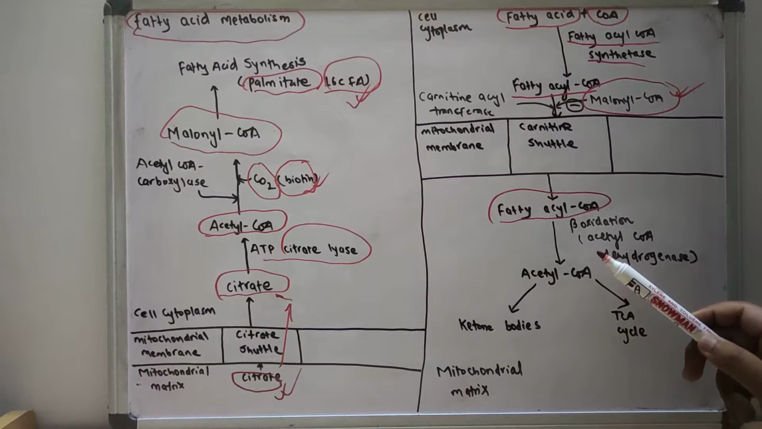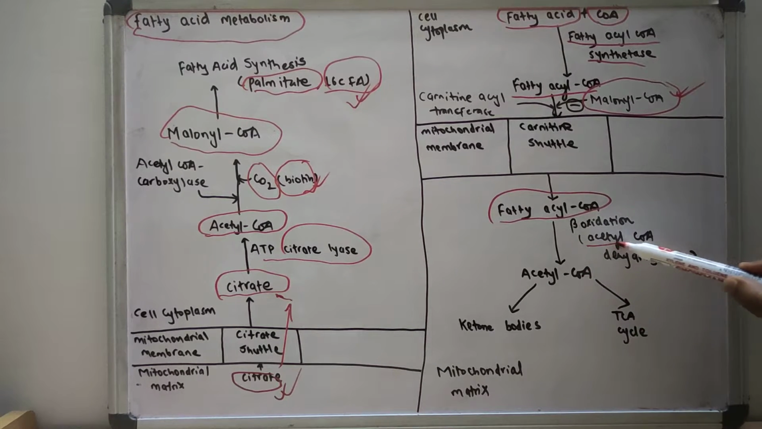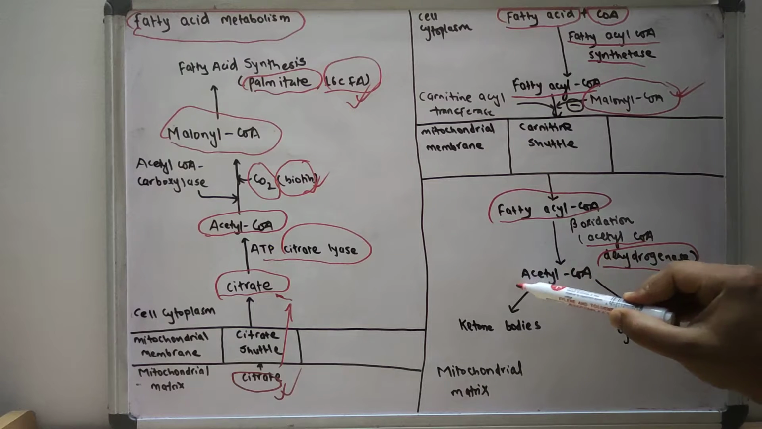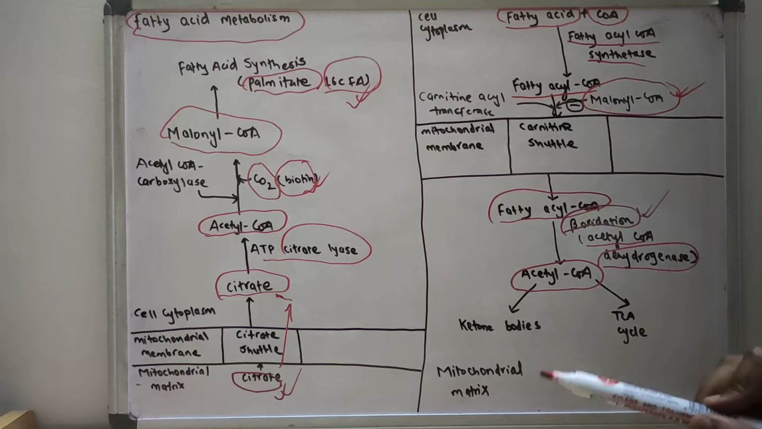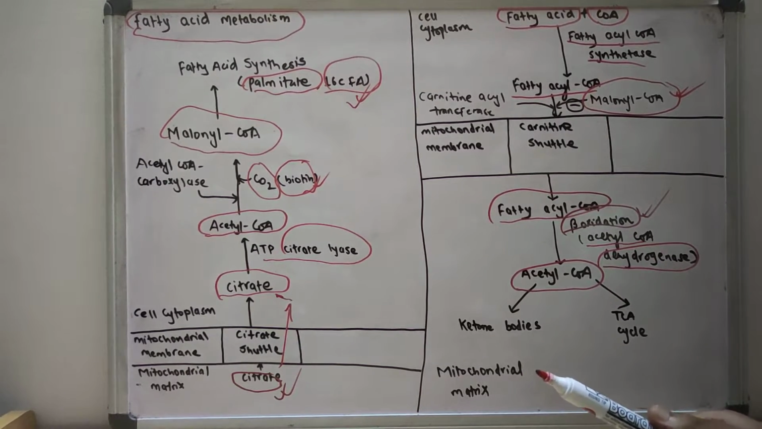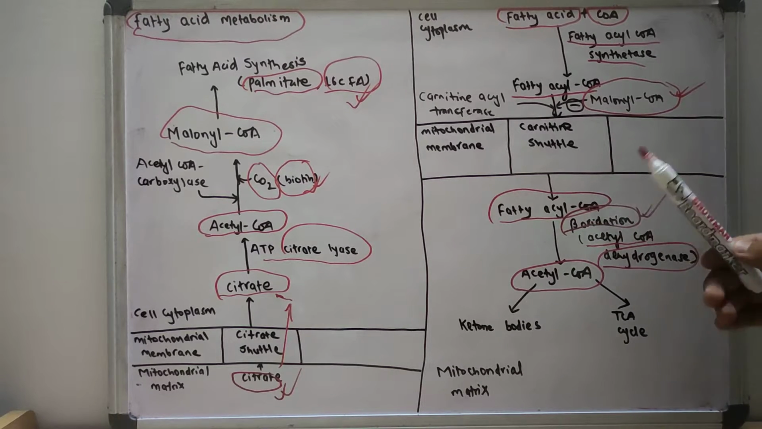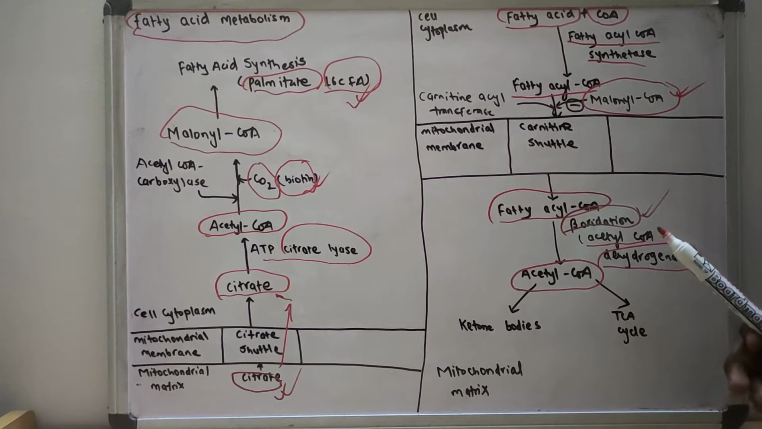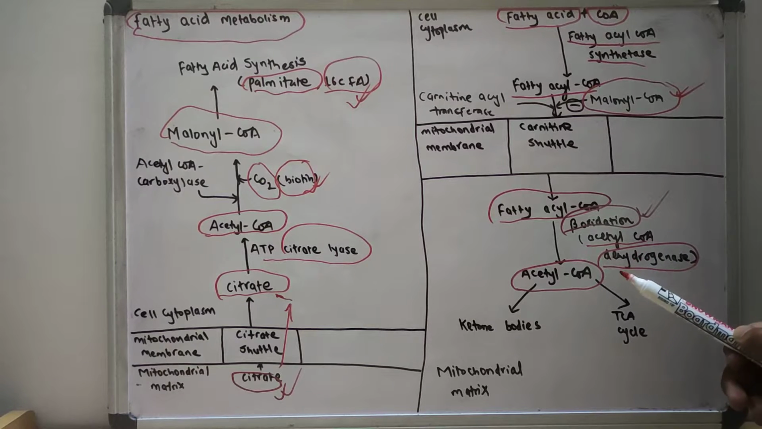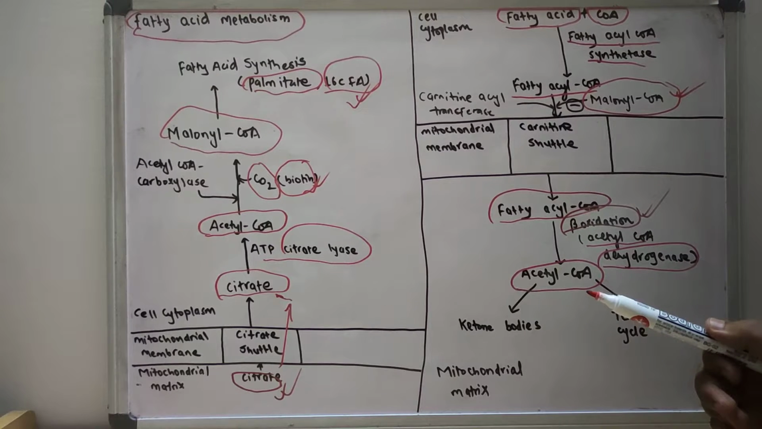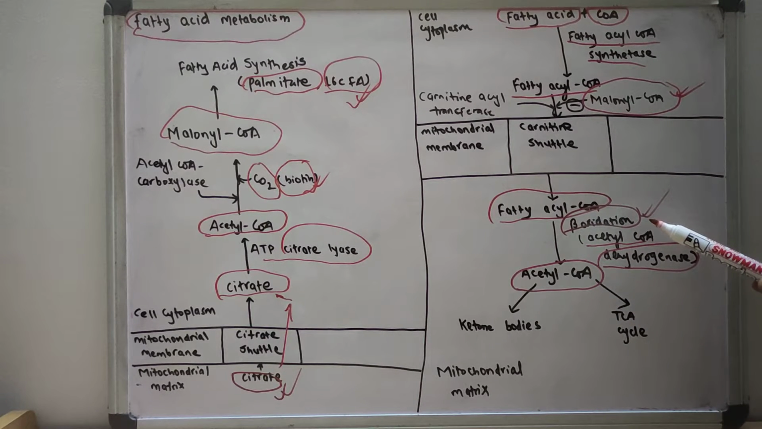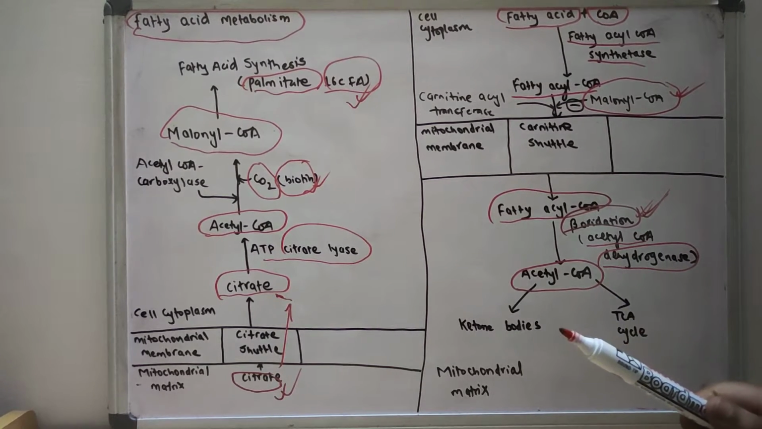So the fatty acyl coenzyme A, with the help of acyl coenzyme A dehydrogenase, is converted into acetyl coenzyme A. We also call it beta oxidation. There are various reactions in the beta oxidation. We will discuss that in detail in another video, but you have to know that the fatty acyl coenzyme A is converted into acetyl coenzyme A with the help of the enzyme acyl coenzyme A dehydrogenase, and there is a series of steps involved in the conversion of fatty acyl coenzyme A to acetyl coenzyme A. That series of steps is known as the beta oxidation steps.